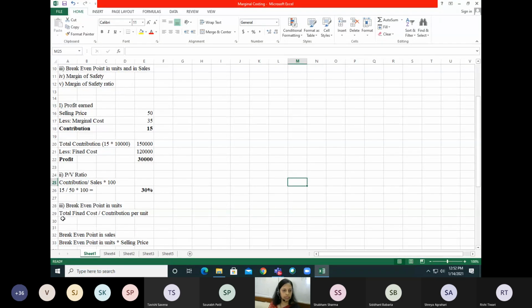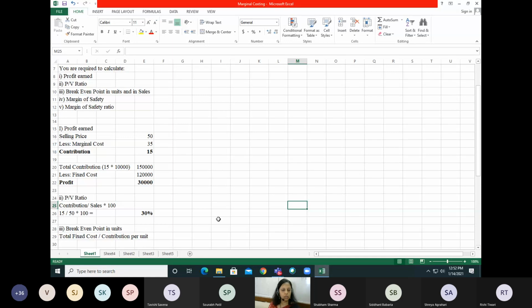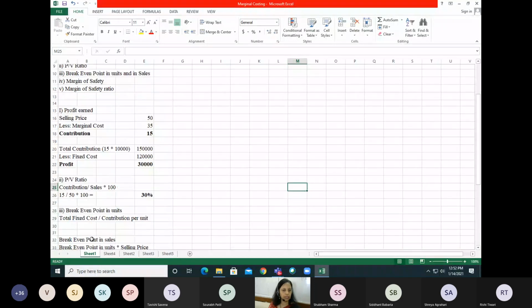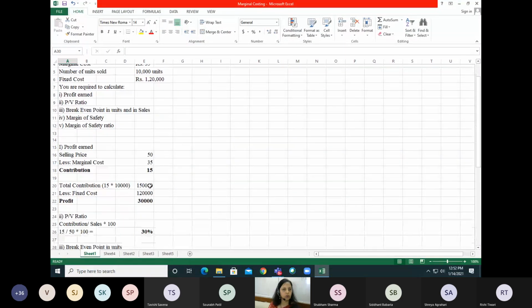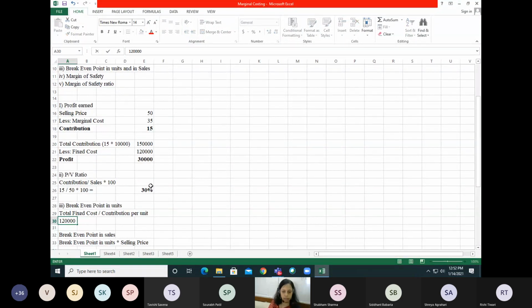So break even point in units is equal to, now while solving the question, you have to also give the formula, you have to show the working, and then you have to give the answer. So total fixed cost is 1,20,000 divided by contribution per unit rupees 15. What is the answer? 8,000 units. You are required to sell 8,000 units to reach the no profit, no loss situation.